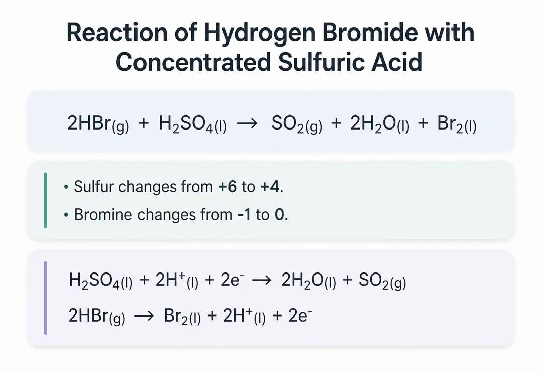Let's look at how hydrogen bromide reacts with concentrated sulfuric acid. Sulfuric acid acts as a weak oxidizing agent here. It oxidizes the hydrogen bromide into liquid bromine, which we often observe as a red-brown vapor. In the process, the sulfuric acid itself is reduced to sulfur dioxide gas. If we look at the oxidation states, sulfur goes from +6 in sulfuric acid down to +4 in sulfur dioxide, gaining electrons. Meanwhile, the bromide ions are oxidized from -1 to 0 in elemental bromine.